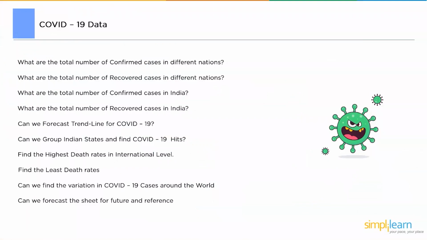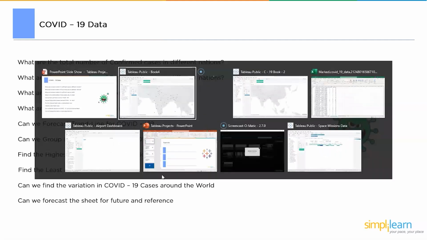Now let's quickly get back to our presentation and check out our next query. So find the highest death rates at international level. So we are basically going to find which nation or country has the highest death rates, and which is the country with the least amount of death rates, so which is the safest country. Now let's get back to Tableau.